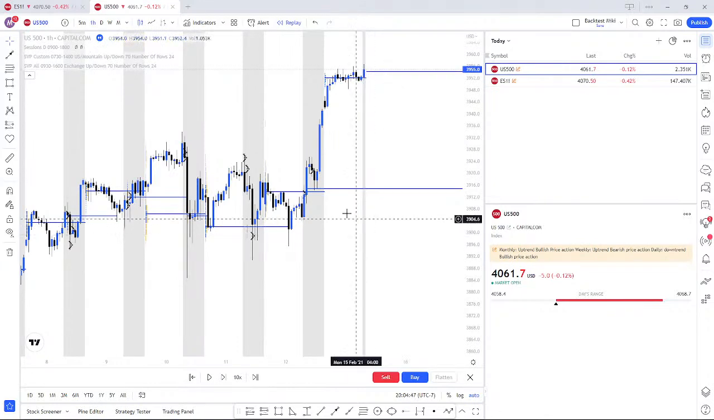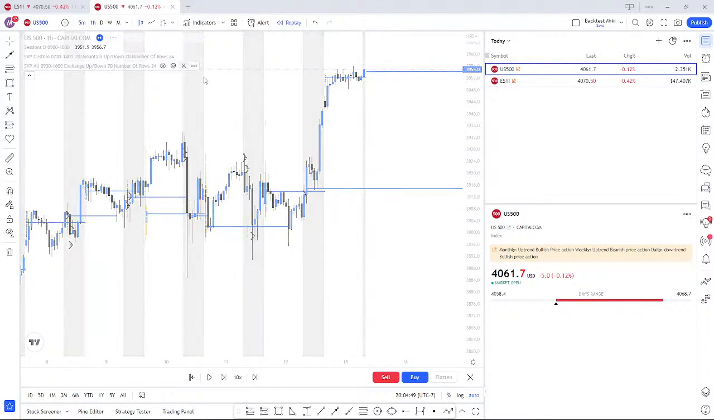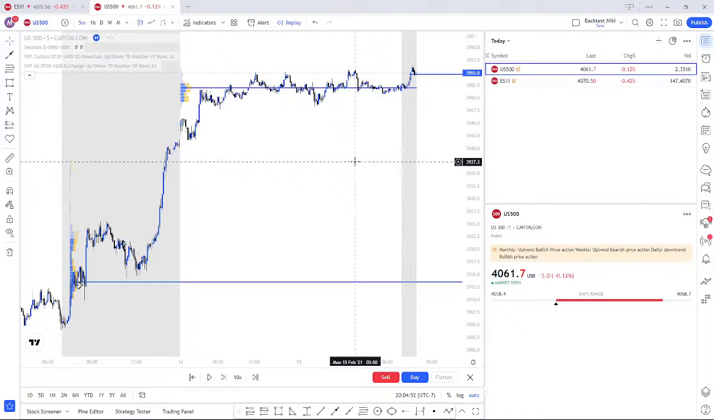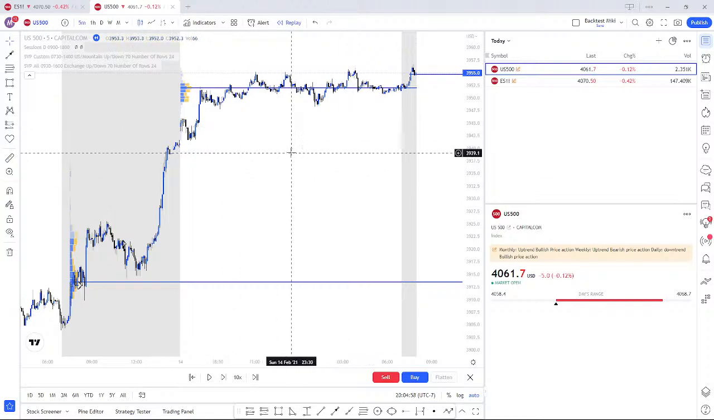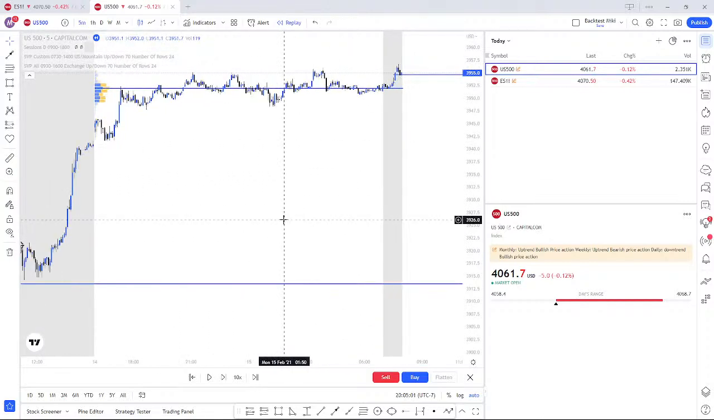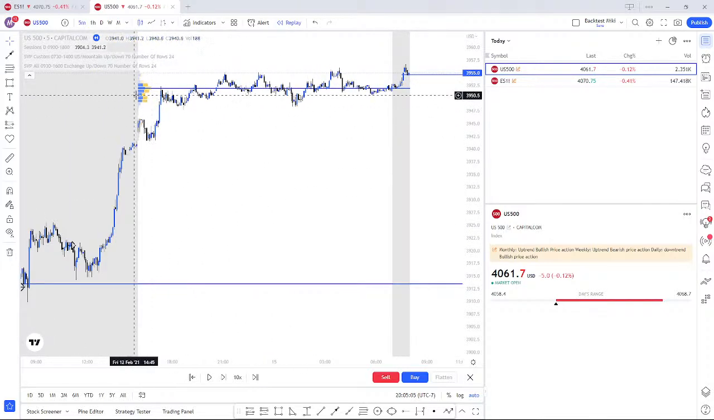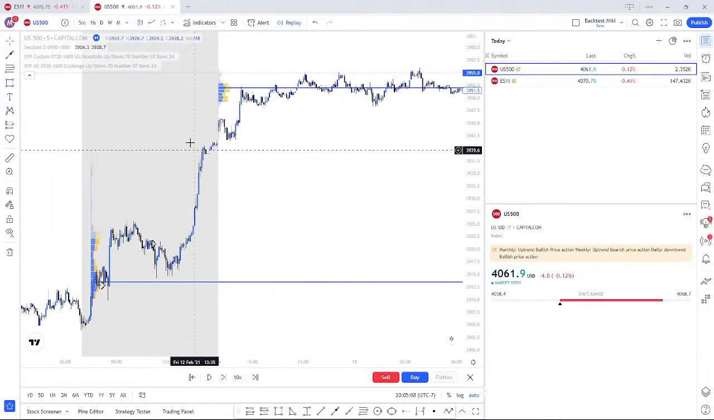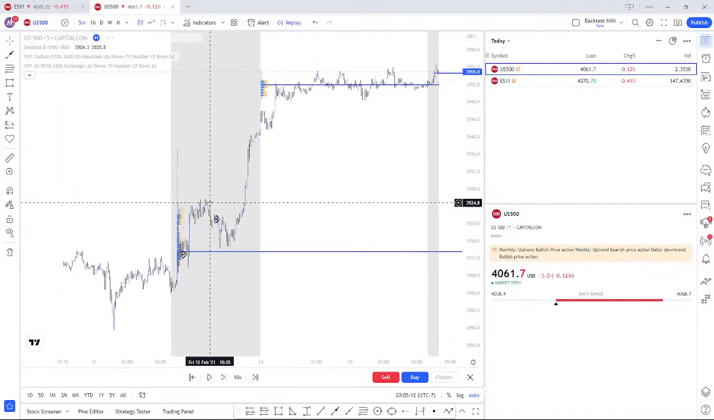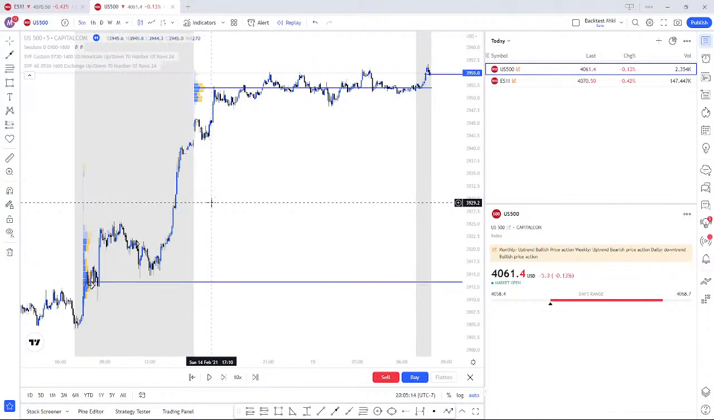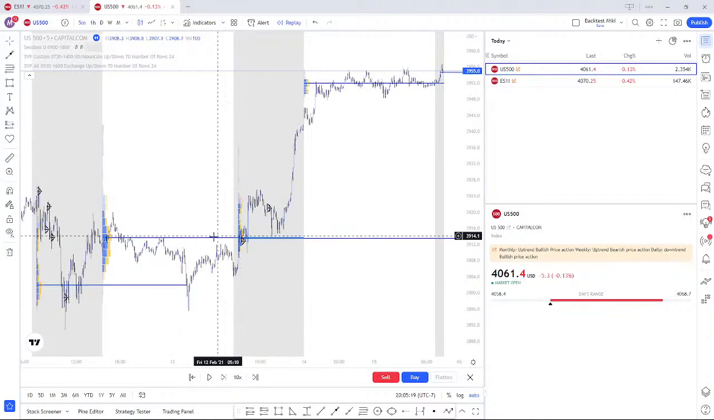Yep, perfect. Okay, so obviously, I don't like this. This is the SVP. If you don't know what it is, it's the session volume profile indicator. It's interesting. I used to use it before, just testing it out to see if it can give me better entry points.